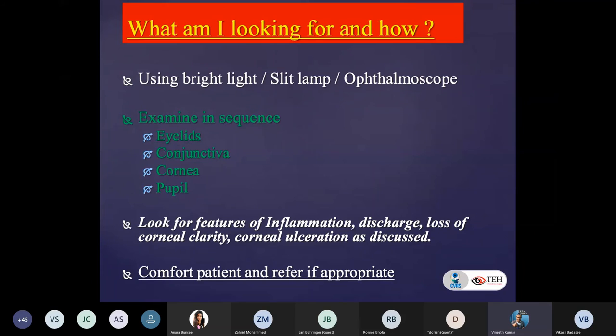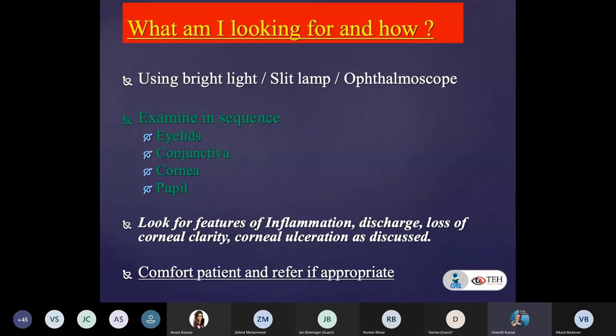So having taken you through what could happen with the eyes, what I would like to leave you all with is, what am I looking for and how? In a very simplistic fashion, use a bright light, a slit lamp, or an ophthalmoscope. Examine the eye in sequence, starting with the eyelids. This is after you have done your basic tests, such as the vision, RAPD, color vision where appropriate, visual fields, particularly confrontation if it is appropriate in that given situation.